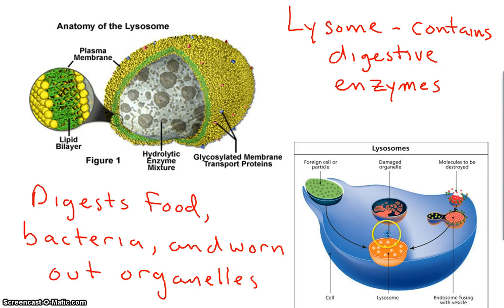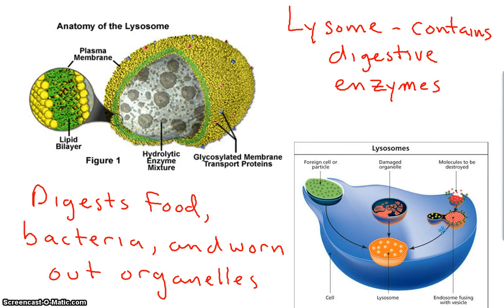So now if we look in the lower right here, we can see here's our lysosome in the orange, and it will digest foreign cells or particles that the cell may ingest. If there are damaged organelles, it will digest them and recycle them. And also if there are molecules to be destroyed, the lysosome will fuse with that and the enzymes will break them down.